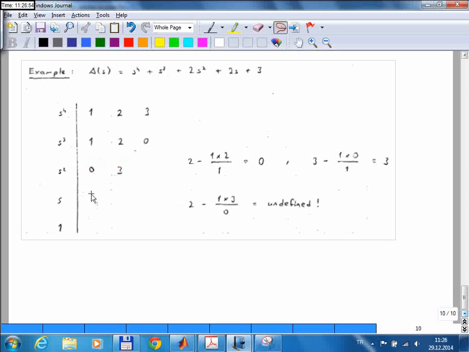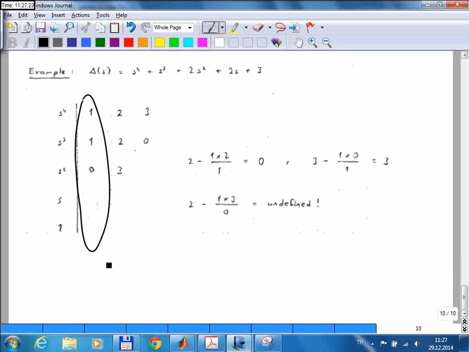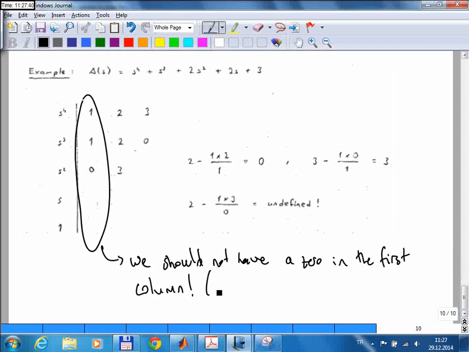But if you try to calculate the numbers for the following row, you will see that the 0 here creates a problem, because the formula asks you to divide by this number here, and if you have a 0 in that position, then you have a divide by 0 error. So a 0 in the first column is not allowed. Let me just write that here. We should not have a 0 in the first column, because it gives a divide by 0 error. So in that case, there are several things we can do.